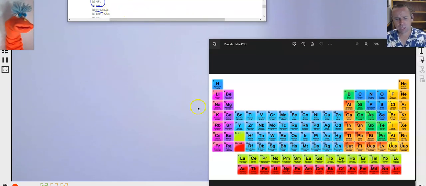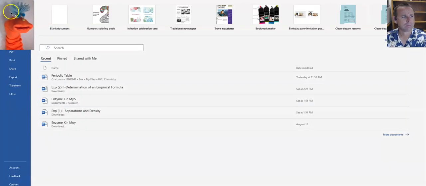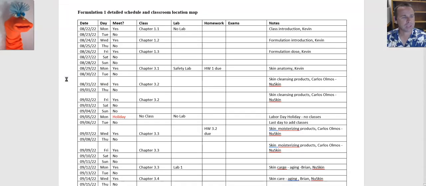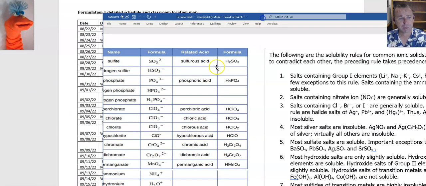Do you have a list of your polyatomic ions? Not on me, no. Well, you should print out a list. On the back of your periodic table is that list of polyatomic ions.